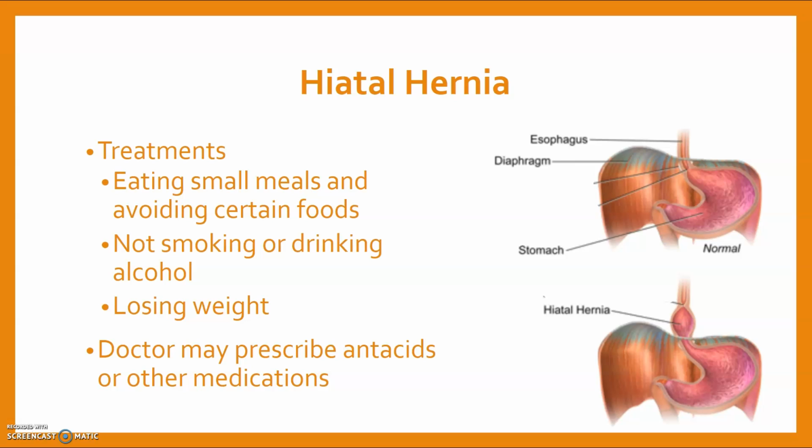Treatments for a hiatal hernia include things like eating small meals and avoiding certain foods, not smoking or drinking alcohol, and also weight loss. Now, depending on the size of the hiatal hernia, if it is very large, it may require surgery. The doctors may also provide a prescription for antacids, which help to neutralize stomach acid, or other medications.